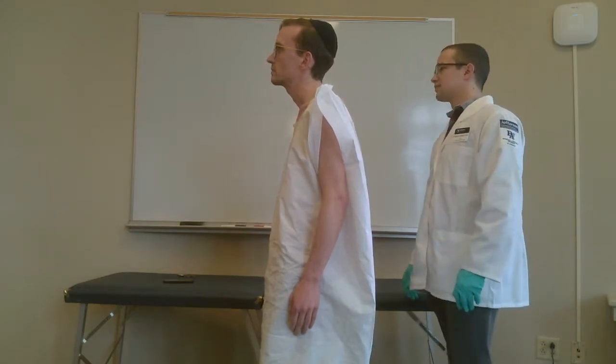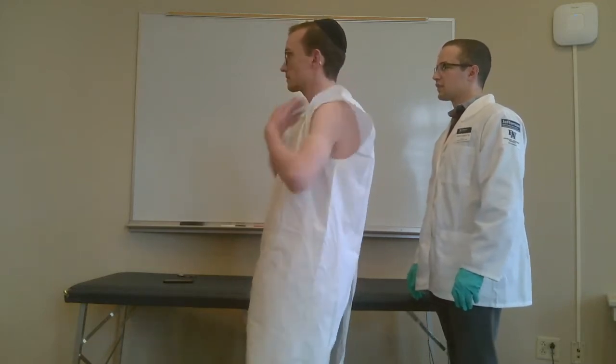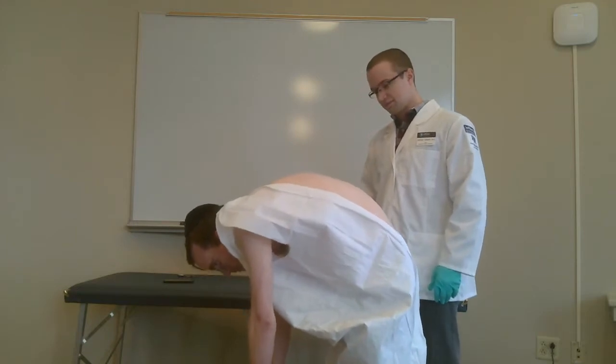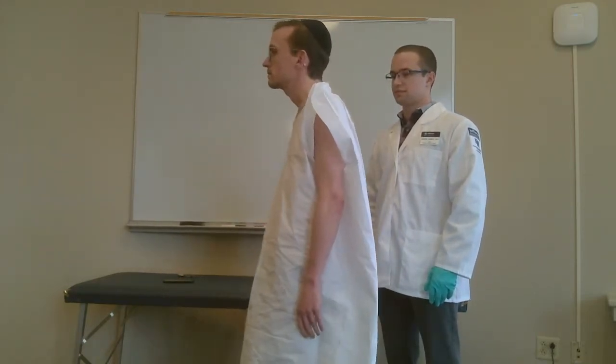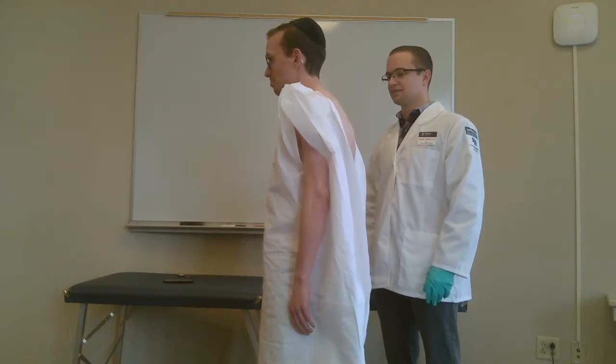The PA will now test active range of motion. For flexion, he will ask the patient to bend forward and try to touch your toes. For extension, he will ask the patient to bend back as far as possible. For right and left rotation, the PA will ask the patient to rotate from side to side.